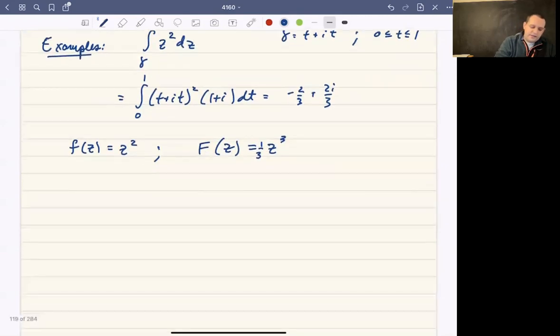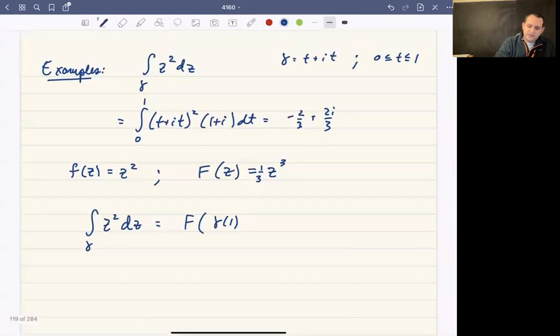And that means that this integral of z squared over gamma is going to end up being capital F of gamma of 1, so let's think about what's gamma of 1 when we are looking at this curve here, minus capital F of gamma of 0. And so that's going to be, well, gamma of 1 is going to be 1 plus i, because that's where the path ends.